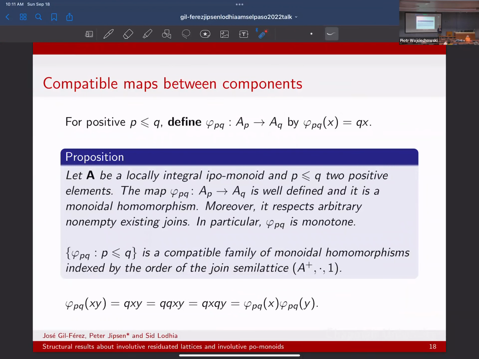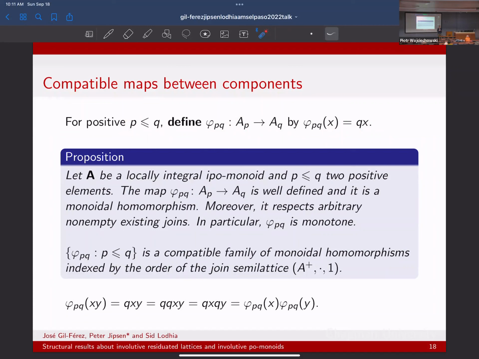The compatible maps between components: if p is less or equal to q and both are positive, then we can define a family of homomorphisms from the component p to the component q by simply taking any element x in the component A_p and multiplying it with q. That's it. That's the connecting homomorphism.